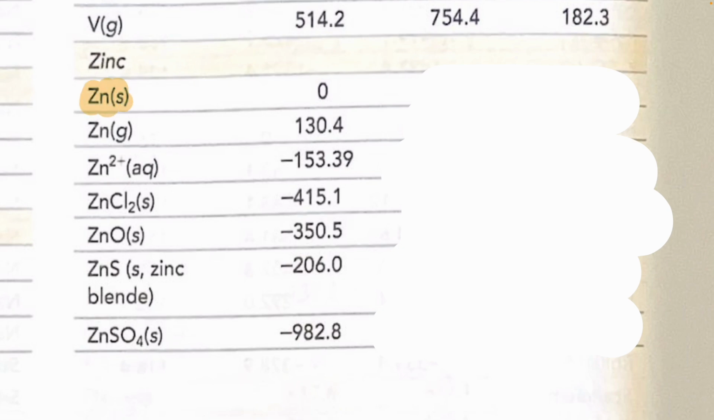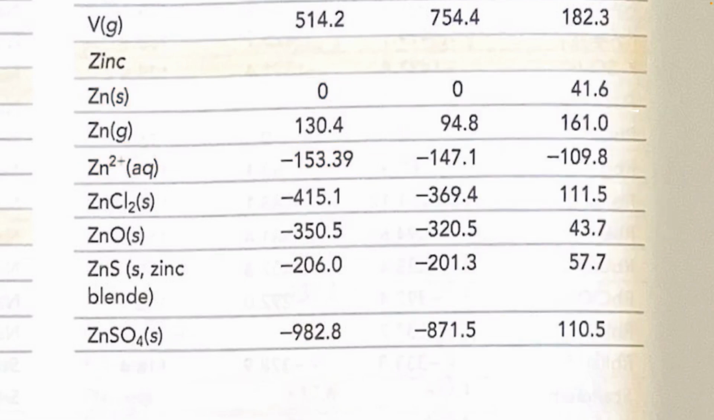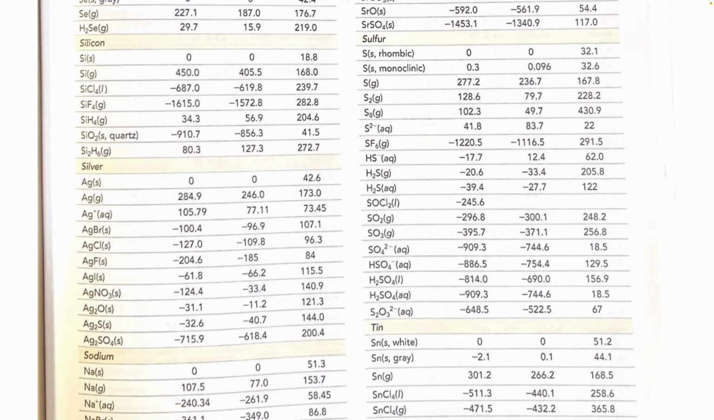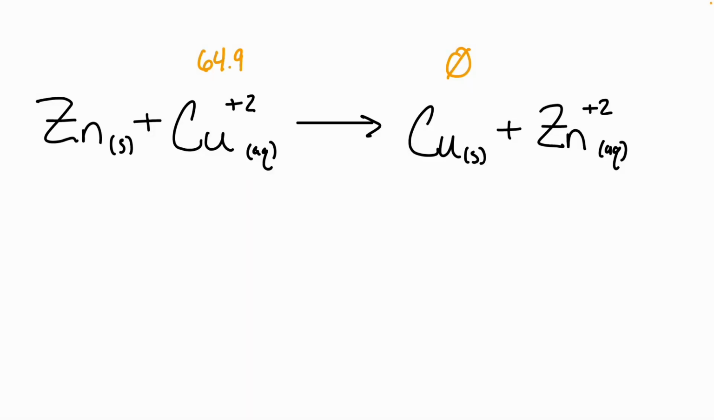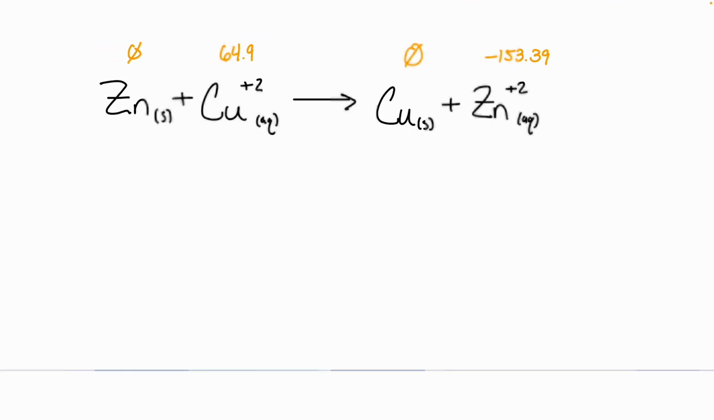Okay, you really need zinc solid, which is its standard state, so that delta H is 0. And we need the zinc 2 ion, negative 153.39. Okay, and when I want the delta H of this reaction, what are we going to chant to ourselves here? What minus what? Products minus reactants.